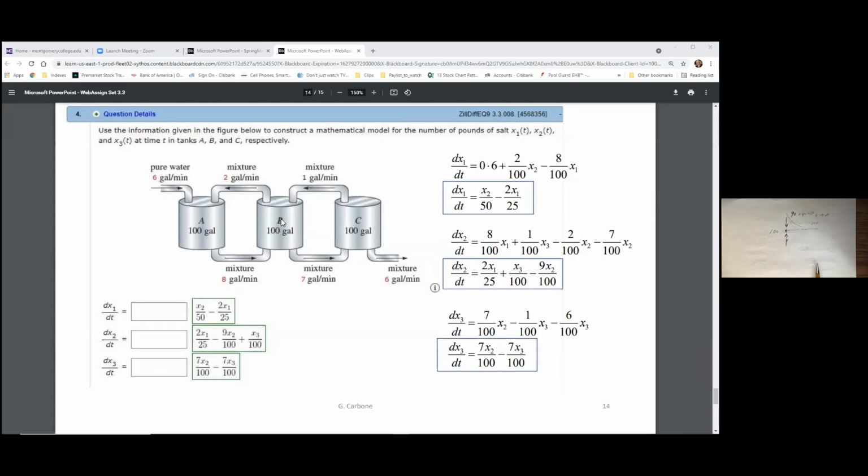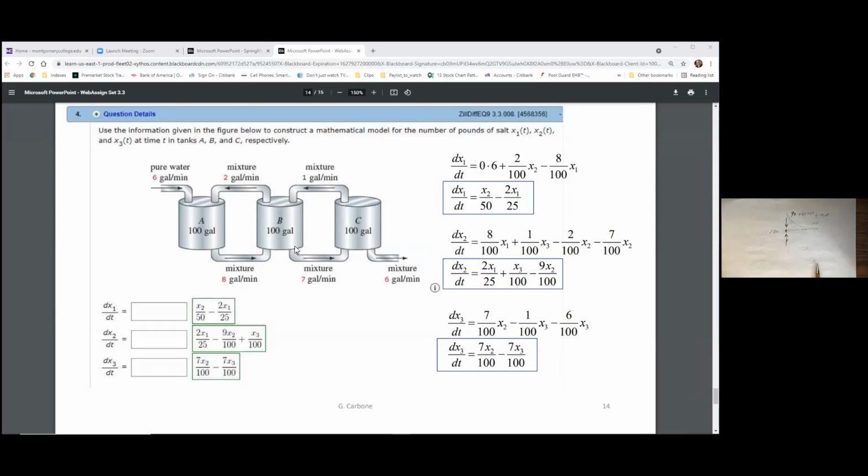Well, tank B. Let's see. We start out with what's going in. Remember, it's always in minus out. So there's 8 gallons going in. I think it's pretty straightforward. 8 gallons going in from a 100-gallon tank, and that's from X1. So it's from tank A, which is the X1. I'm getting 8 gallons going in.